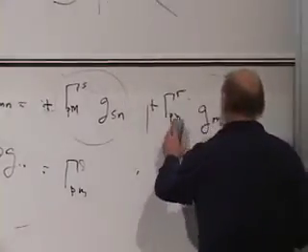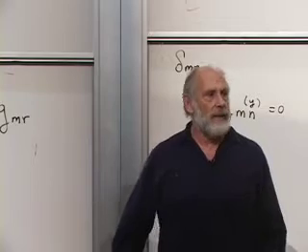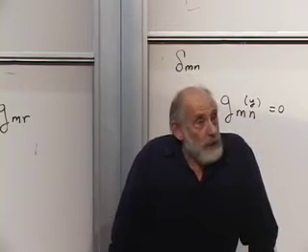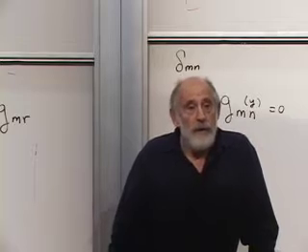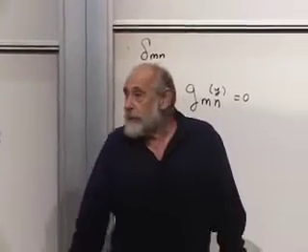Anybody know what these things are called? The gammas? I forgot to tell you. They're called Christoffel symbols. They're called connections. Affine connection, Christoffel symbols, whatever you like.